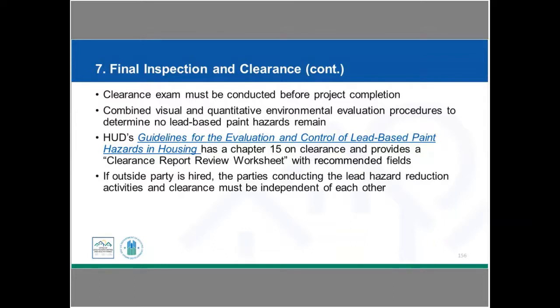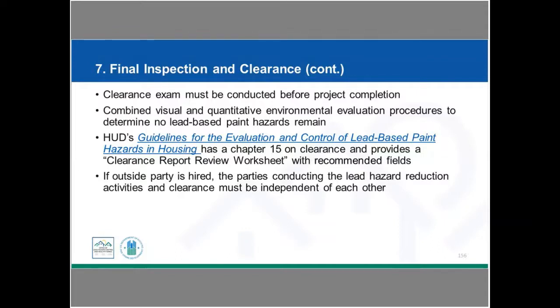If you're not familiar with Chapter 15 of the guidelines, I mentioned this is really the go-to source for all the details. Chapter 15 has really good details about the clearance process, the sampling and testing process, and there is a clearance report review worksheet. So once that clearance testing has been done, a clearance report will be issued, and this review worksheet is essentially walking you through the things you need to look at as you are reviewing that clearance report to determine, have we actually attained an acceptable level of clearance on this project, or will we be needing to require that additional work to be done?